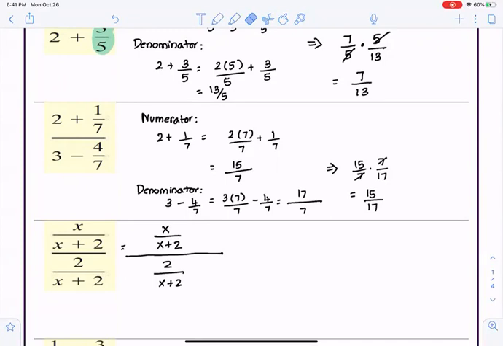So which is why here there is a bold line indicating that we are dividing one fraction by another fraction. Here we have nothing to simplify, nothing to combine. All we have is a fraction divided by another fraction. So we are going to directly keep the numerator, flip the denominator and multiply. So the denominator here is 2 over x plus 2. If I flip, I'd have x plus 2 over 2. Those two terms would go away and the answer would simply be x divided by 2.